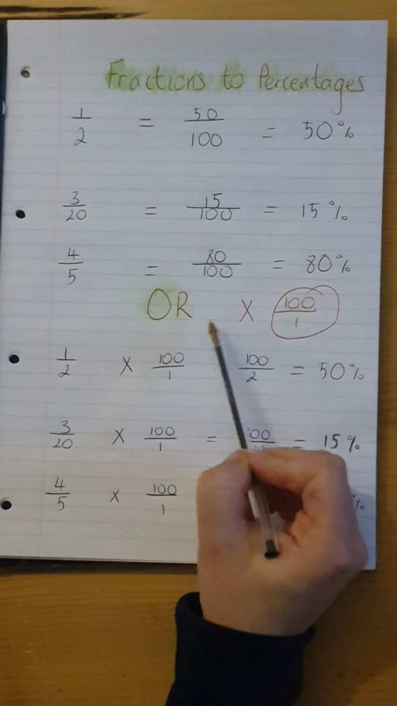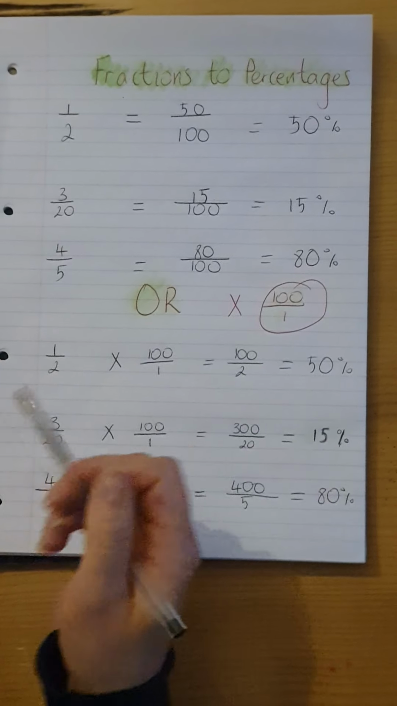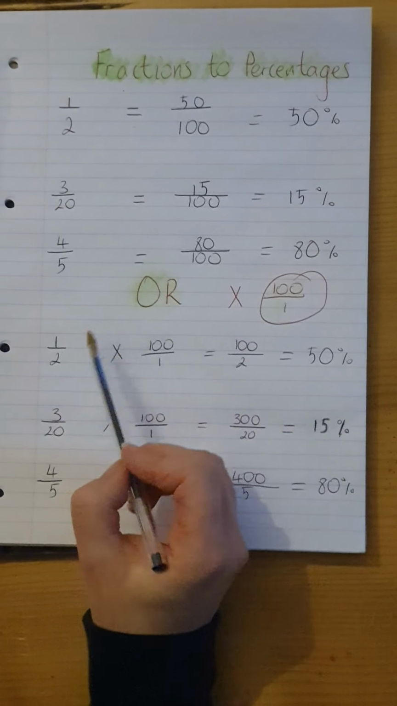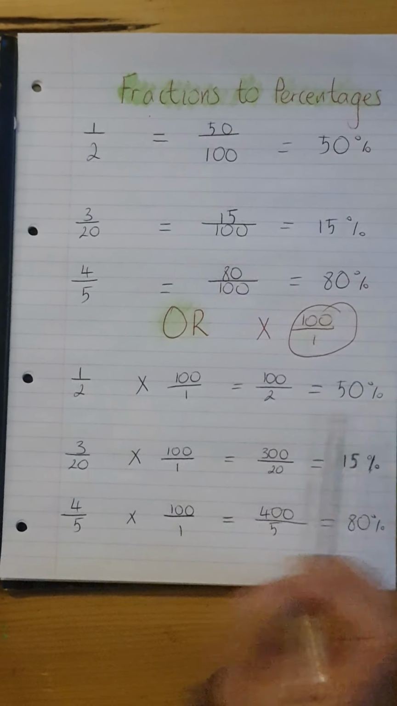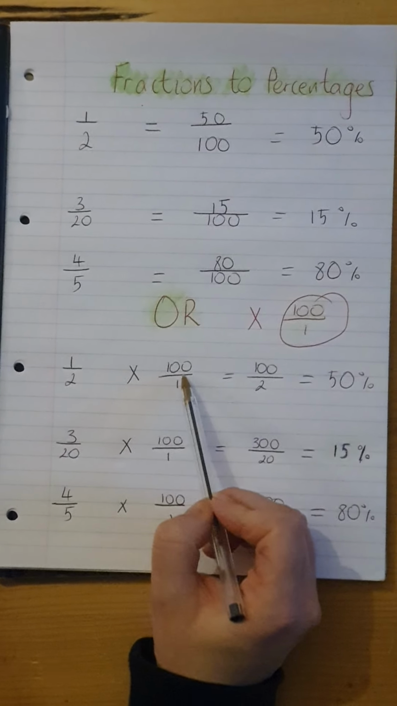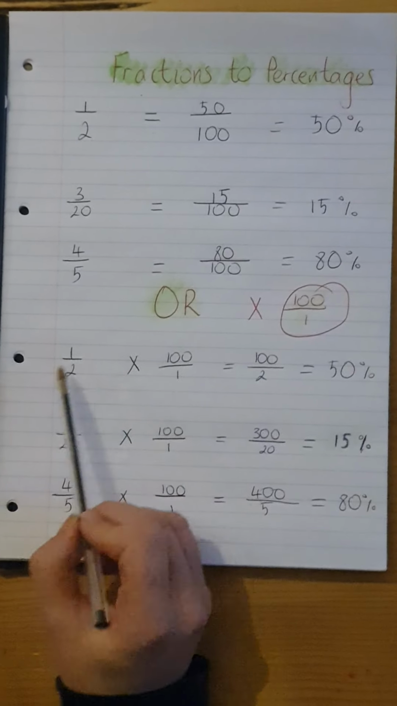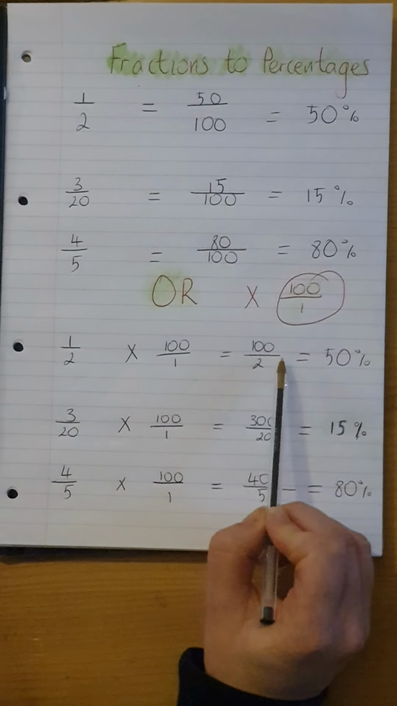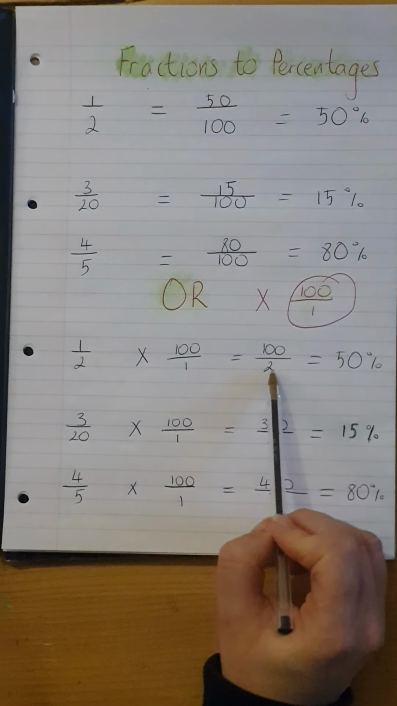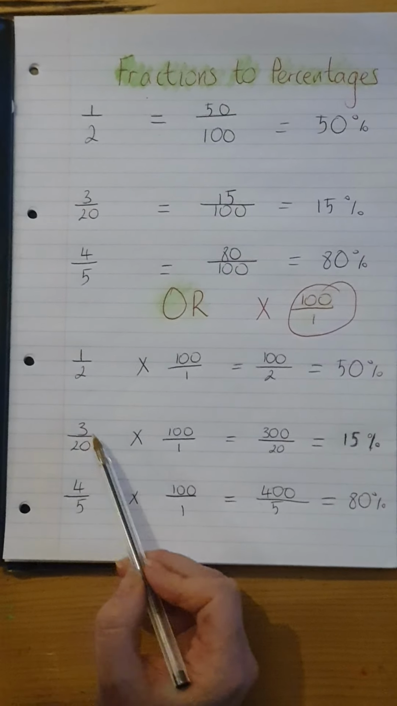Or you can do it a different way. If the denominator is a tricky one, it's not tricky here, but sometimes they can be tricky, you can just multiply your fraction by 100 over 1 to change it to a percentage. How do we multiply a fraction by a fraction? Top by the top, bottom by the bottom. 1 by 100 is 100, 2 by 1 is 2, 2 into 100 is equal to 50%, because you can't have a top-heavy fraction. We know that from previous.